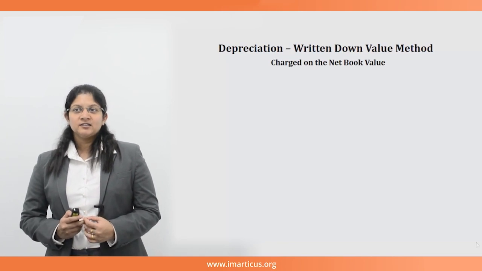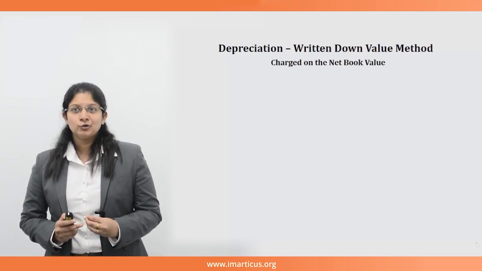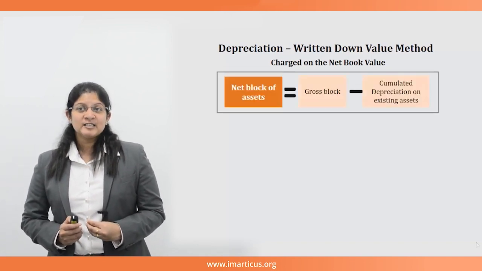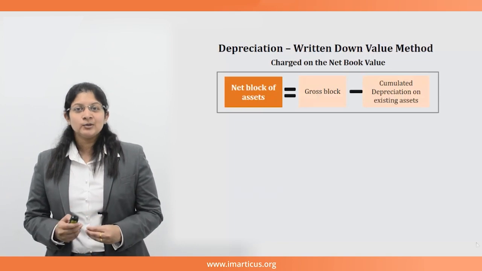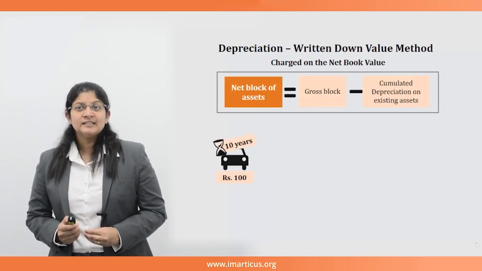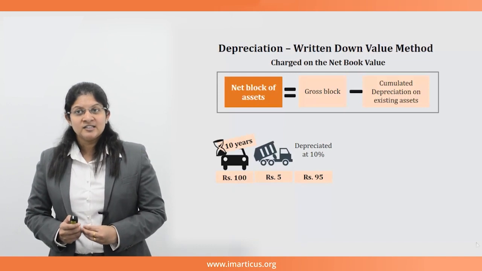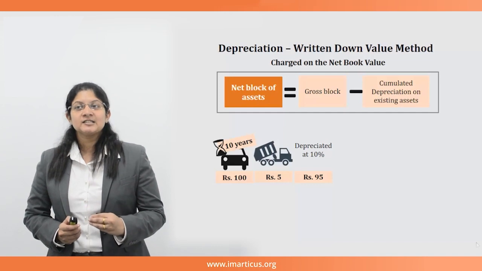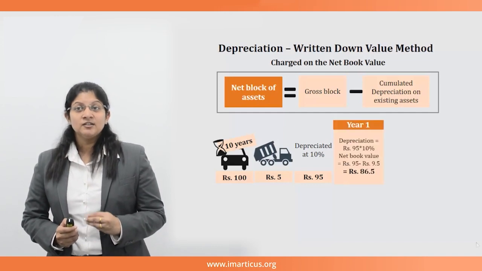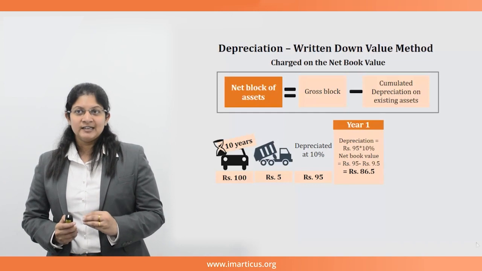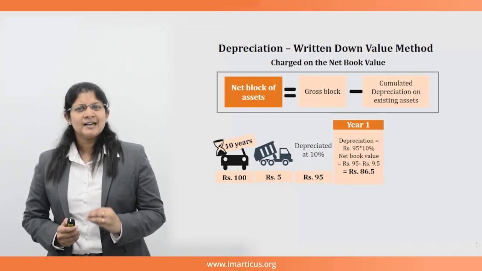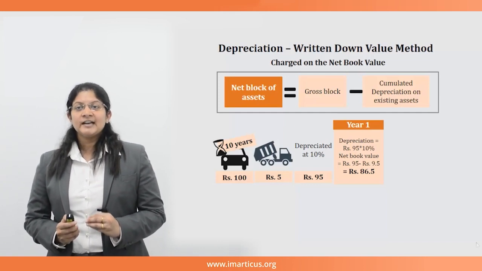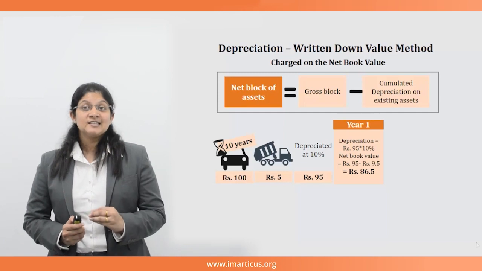Under the written down value method, depreciation is charged on the net book value, also known as the written down value of the asset. The net book value, as explained earlier, is the gross value minus all the depreciation charged till date. In this case, if the gross cost is Rs 100 and scrap value is Rs 5, then Rs 95 would be depreciated at say 10% over 10 years. The depreciation in year 1 would be 95 into 10%, that is Rs 9.5. At the end of year 1, the closing balance of the asset, that is its net book value, is 95 minus 9.5, that is Rs 86.5.